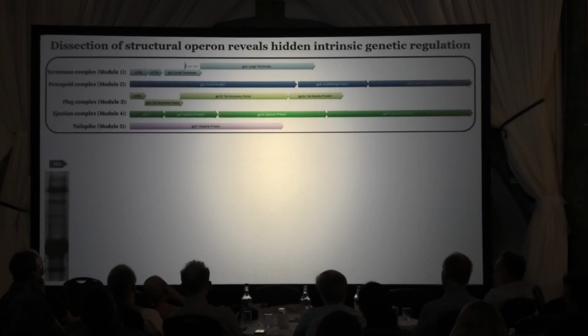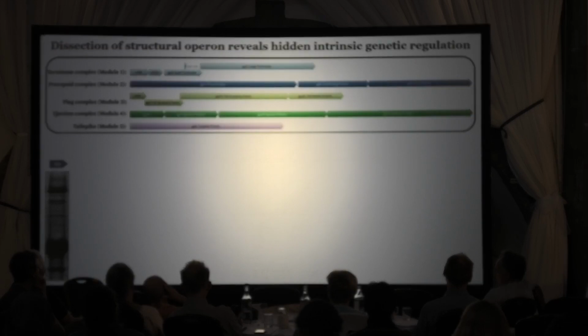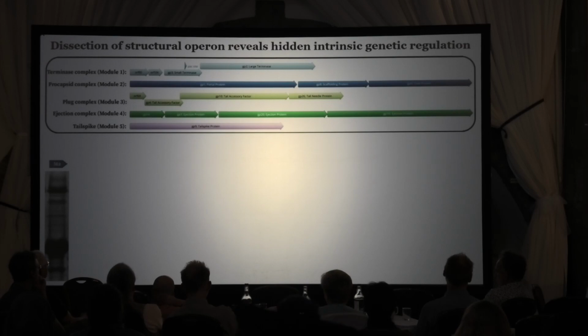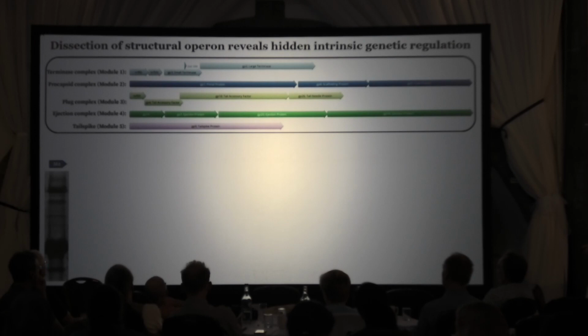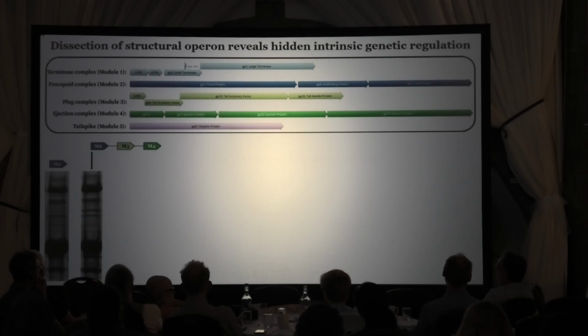So the very first thing I tried with this was expressing module 2. In this instance, we've just got portal protein, scaffolding, and coat protein under the control of the T7 system. And the first thing I noticed in this type of setup was that portal protein is overexpressed.